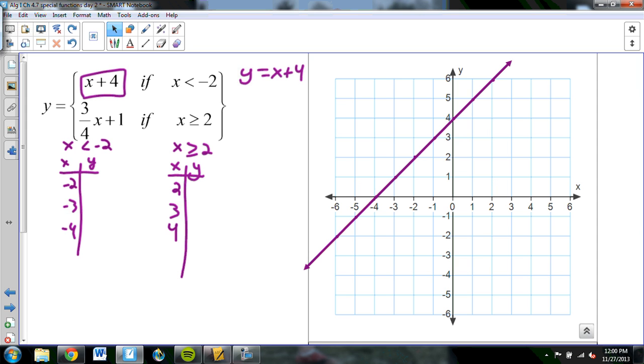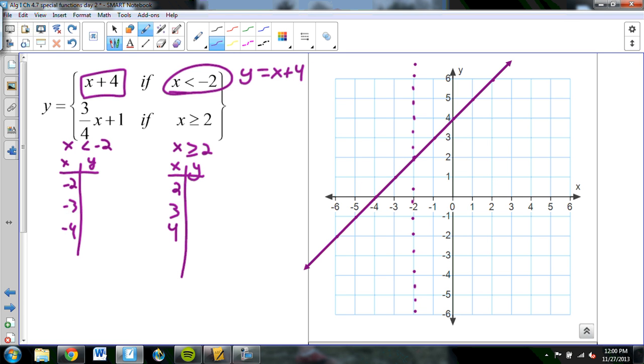But since this is a piecewise function, I actually only want a piece of the graph. I don't want the whole thing. I know that I only want the graph when x is less than negative 2. Well, this right here is the line x equals negative 2. This is where x is negative 2. So I only want the graph when it starts here and then moves to the left. I only want the piece of the graph starting at this open circle and moving left.